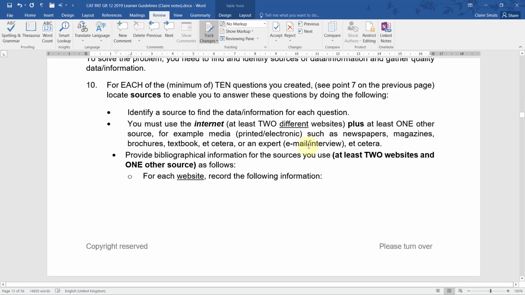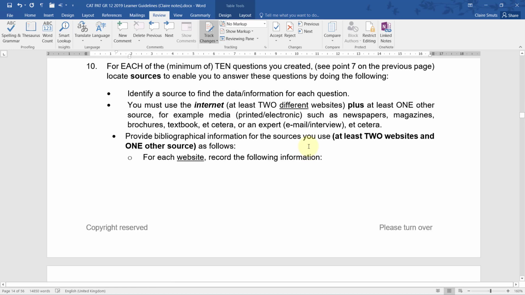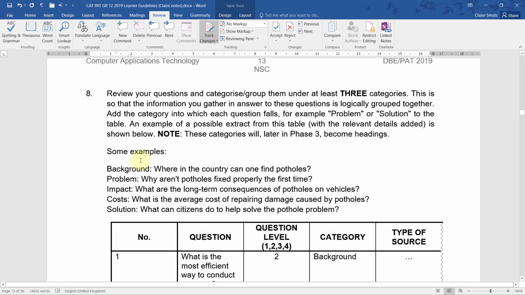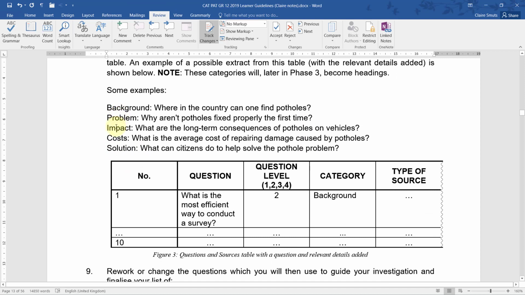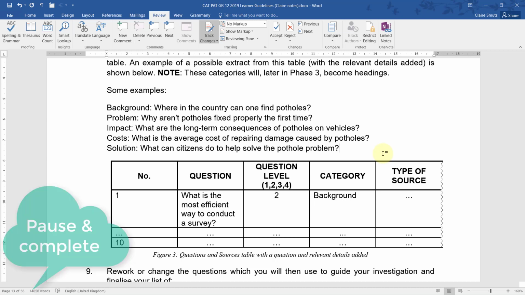Here are some more though. You could also use, let's see, where are they? Background, problem, we've got impact, costs, and solution. So that gives you an idea of the kind of categories that your questions can be grouped under. You have to have 3 categories at least, and I would say try not to have more than 5. Ideally just stick with 3. So just group your questions under categories.